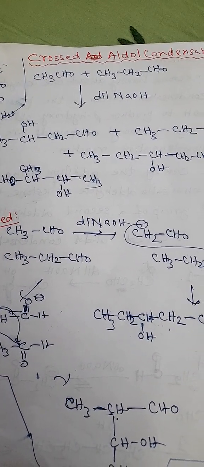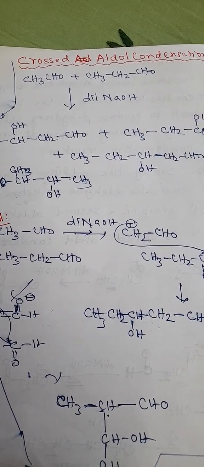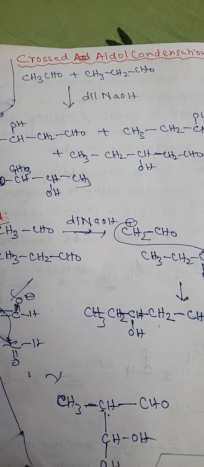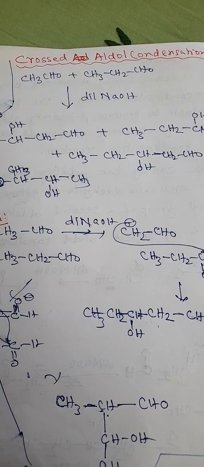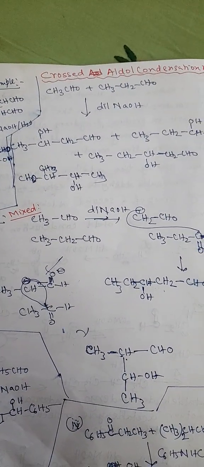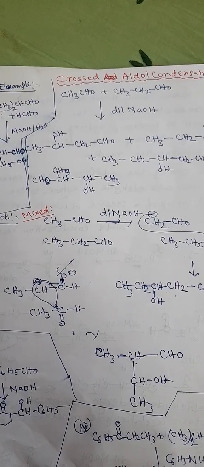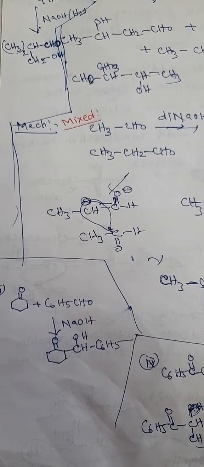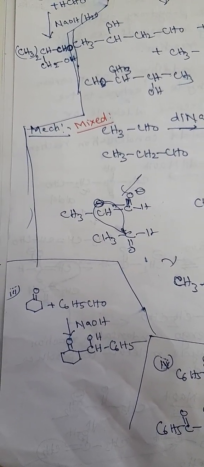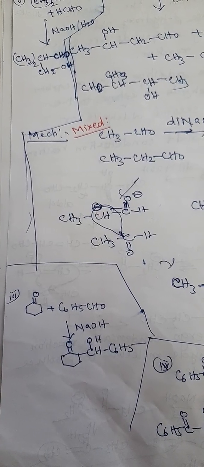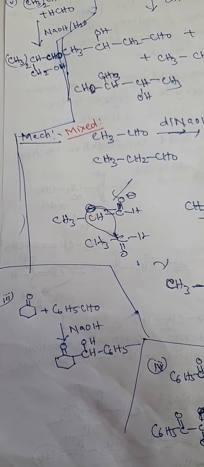So here you can see that this is the crossed aldol condensation reaction: two different aldehydes which have alpha hydrogen. So we got a mixture of four different compounds. But if you want to avoid getting so many different compounds, we can limit it to get just one compound. What we can do is, instead of taking aldehydes or ketones both having alpha hydrogen, take the other aldehyde or ketone such that it doesn't have alpha hydrogen.